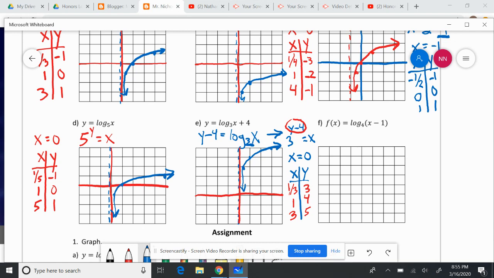Now let's look at our last one, letter F. Remember, because it's in parentheses, we're going to start off raising it to the base 4. And when the bases are the same, they become 1. So what we have is x minus 1 is equal to 4 to the f of x, or y. And then when we get the x by itself, what we get is x is equal to 4 to the f of x plus 1.